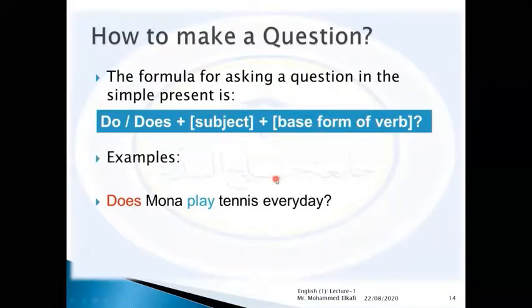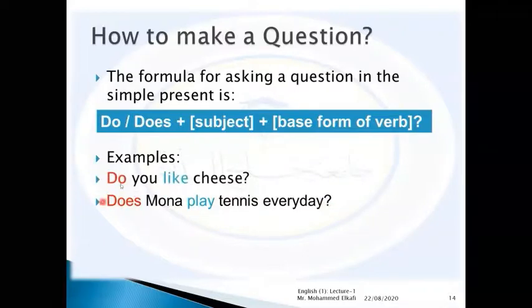So here we have the first example. Does Muna play tennis every day? Why does? Because Muna, and Muna is she. The subject pronoun that can replace this word is she. Does she play tennis every day? Does she play tennis every day, or does Muna play tennis every day? Does Sarah play tennis every day, or does Ahmed play tennis every day?